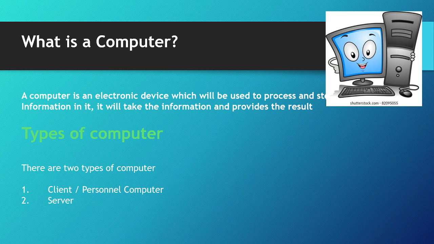Correct, for that matter, because you give some values, numbers, and it does some calculations and gives you some output. So your understanding should be: computer means it's an electronic device. It will take some input, process it, and provide some output. That is called a computer. And there are two types of computer. Okay. The first one is the client computer, another one is the server computer.